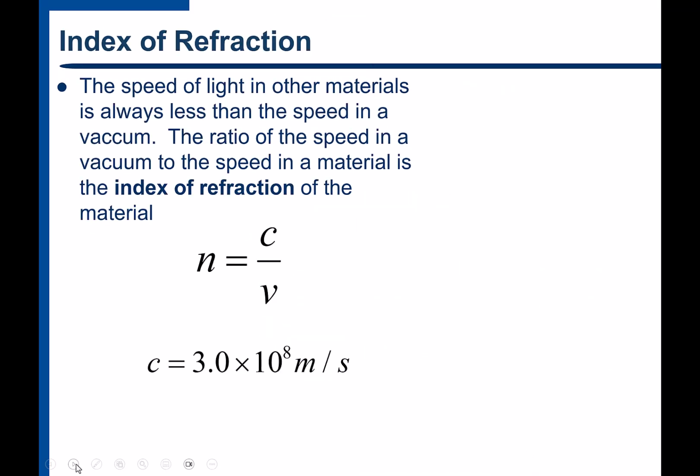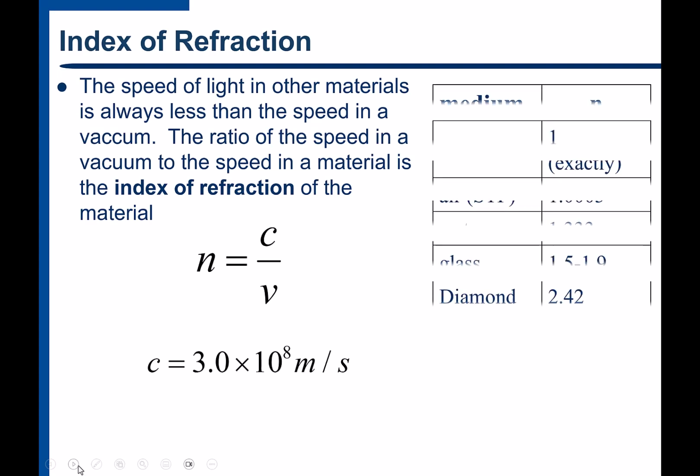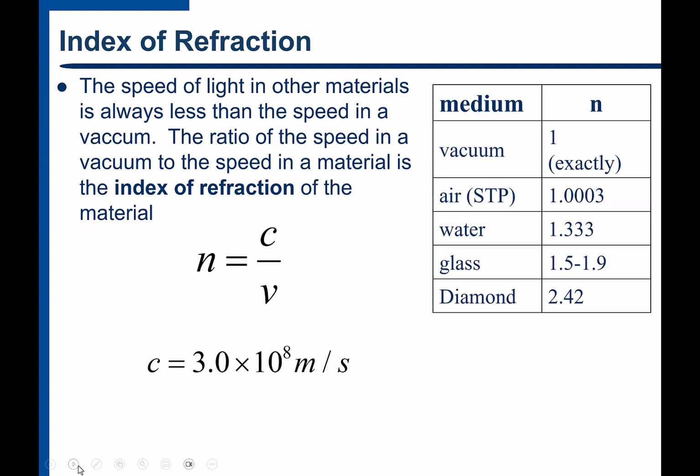Before we can do that, we need to look at the concept of the index of refraction. The index of refraction, which we use the letter n to represent, is just the ratio of the speed of light in a vacuum to the speed of light in the material. And so let's look at some of these different values for n. You'll notice that by definition, the index of refraction of a vacuum is 1 because we'd just be taking c divided by c. Notice that for air, it's almost 1.